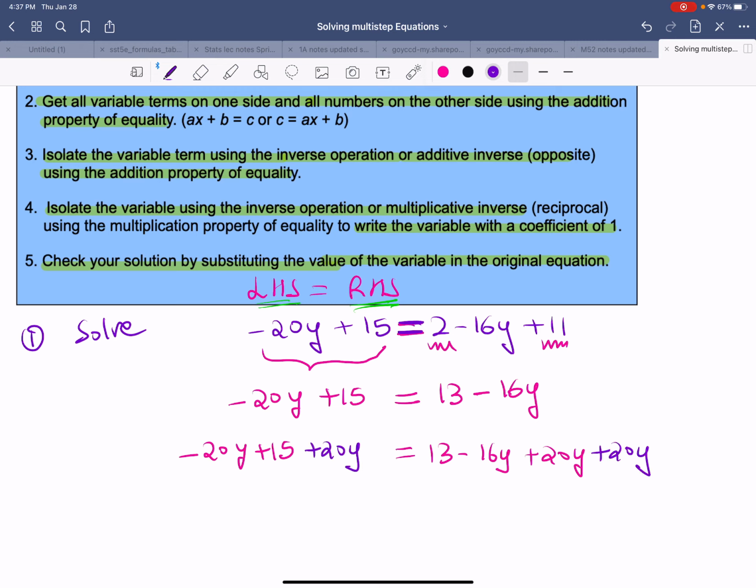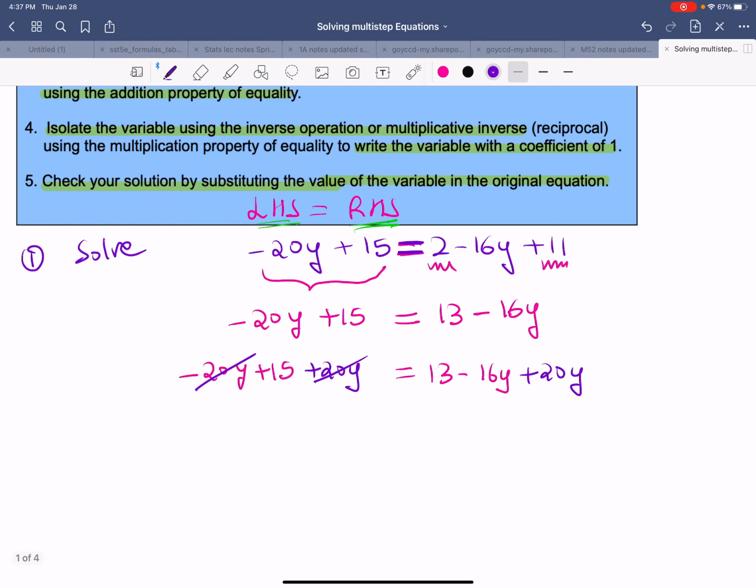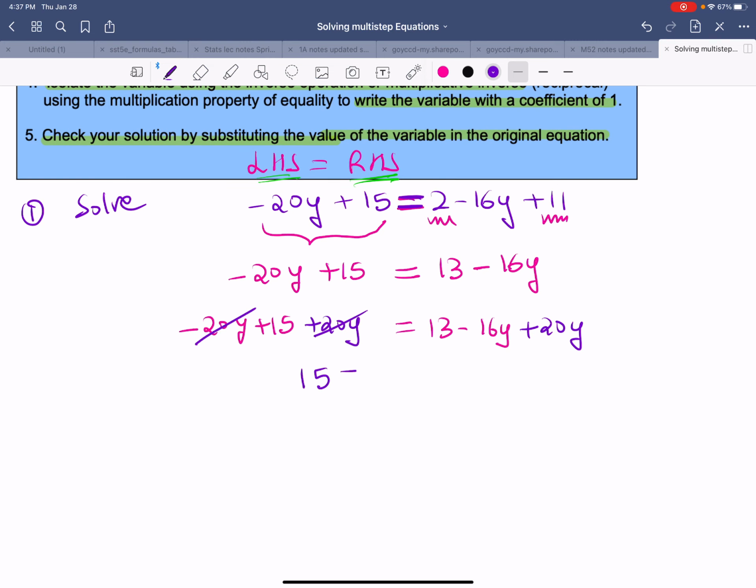Again, it's an equation. Whatever I do to one side, I must do to the other side as well. Okay, I made a small mistake, let's fix this. So there we go. Now I'm adding 20y to both sides. I accidentally wrote it twice. Here we are. On the left-hand side, negative 20y and positive 20y will cancel each other, and I'm just left with 15 equals 13 plus 4y.